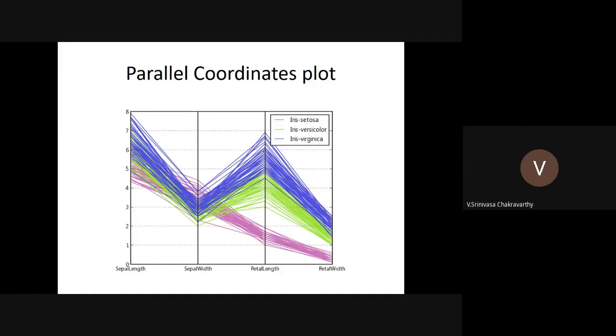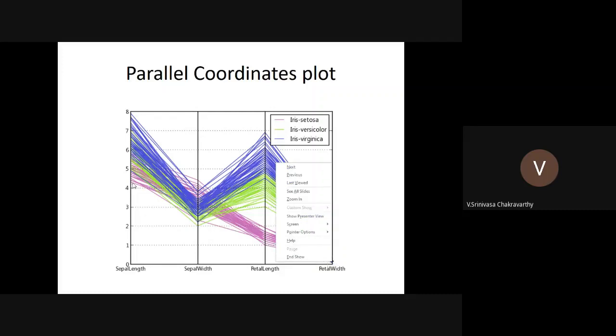So for example, here they are depicting the four-dimensional iris data, 3 classes and 4 dimensions, using what is called a parallel coordinates plot. So what do they do here? They take each of these attributes: sepal length, sepal width, petal length, and petal width. Take for example one of the setosa flowers, and its sepal length, let us say, is here. So I mark it as a dot here. Its sepal width is here, so I mark it here. On this vertical line, its petal length is something else, so I plot it here. And its petal width is something else, so I plot it here.